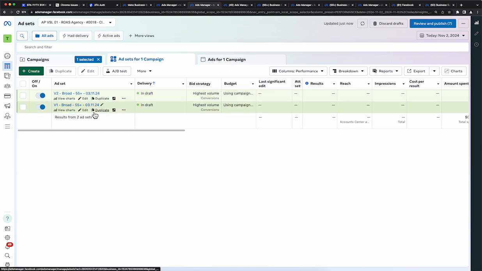And then again, if you're doing 1-1-1, obviously you just have one ad set here. If you're doing 1-2-2 like I'm doing, or 1-2-1, whatever it is, you can play around with this, and I highly advise you do.